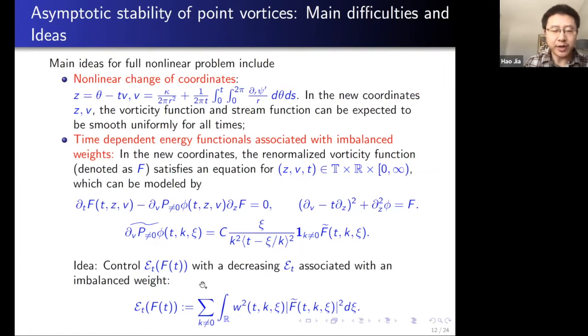But the price we pay is that the energy functional we use has to be decreasing over time. So basically, this E(t) gives you less and less control over time. You have to lose your energy control even when f is stationary. Even when f is stationary, this will automatically decrease. That's designed in a very specific way to cancel this kind of large factor.